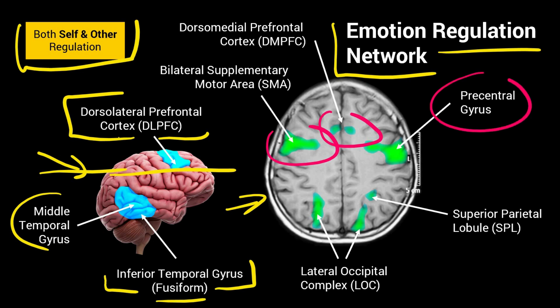There's the precentral gyrus over here activating, the superior parietal lobule, and also the lateral occipital complex, which is, of course, the area in the back of the brain that is taking the visual imagery from the eyes and doing the initial processing and sending it onwards into other areas of the brain. So quite a lot of different areas involved here.